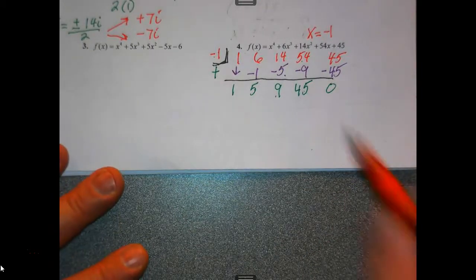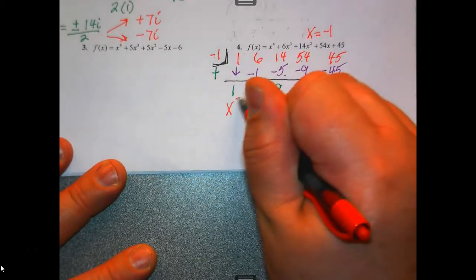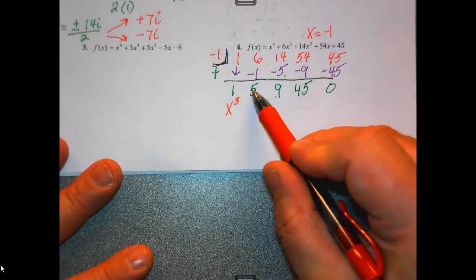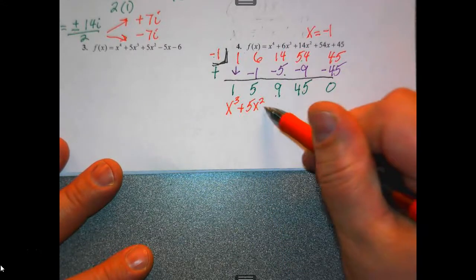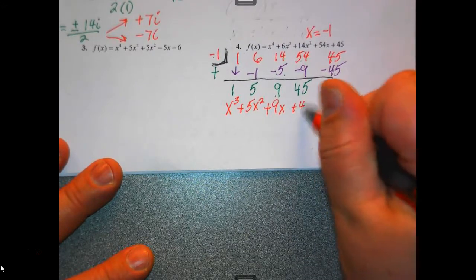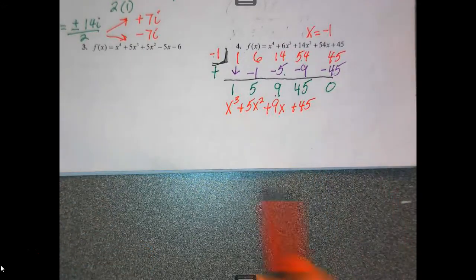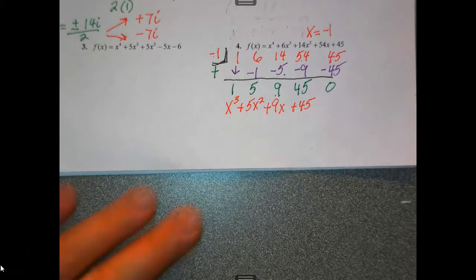We divided by an x, so I'm back down to a 1x cubed plus 5x squared plus 9x plus 45. Now, can anybody factor that? Anyone? I suggest we try synthetic division again, because I don't think anyone can factor that.